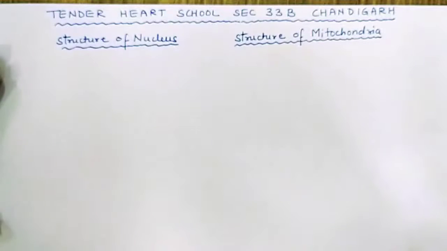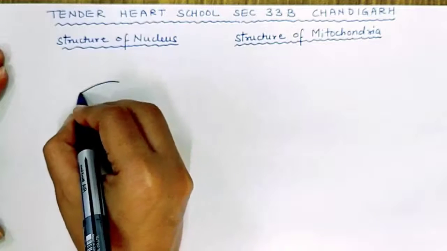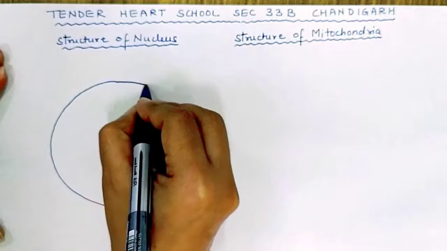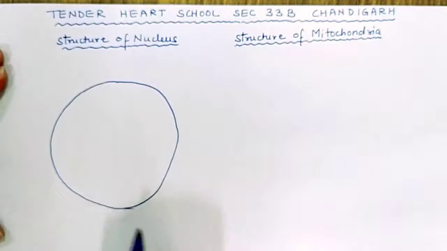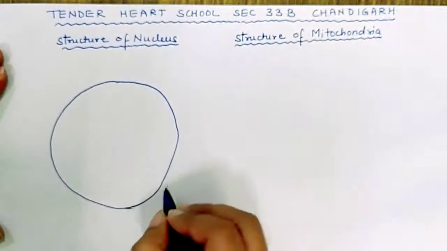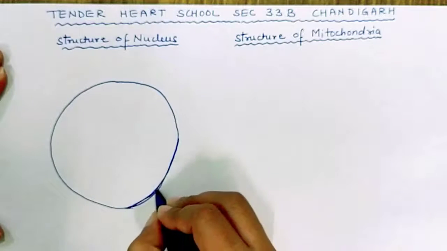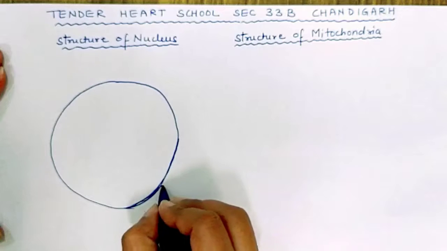Morning students, today we will learn to draw the structure of nucleus and mitochondria. So let us first start with the nucleus. Nucleus, you know, is a circular organelle which is present right in the center of the cell. The outermost covering of the nucleus is called the nuclear membrane.